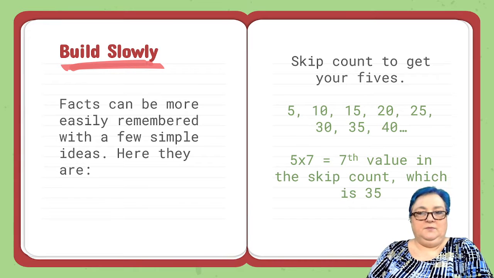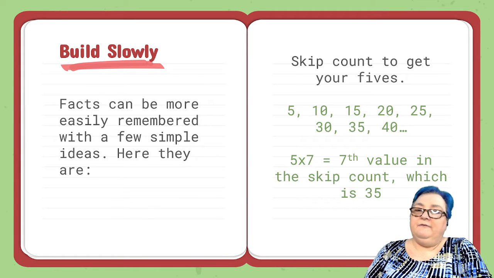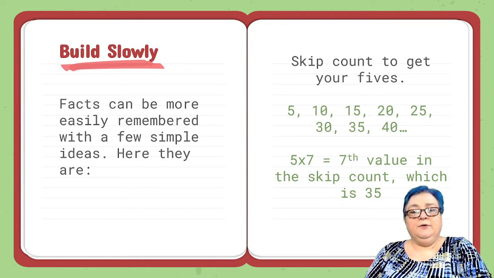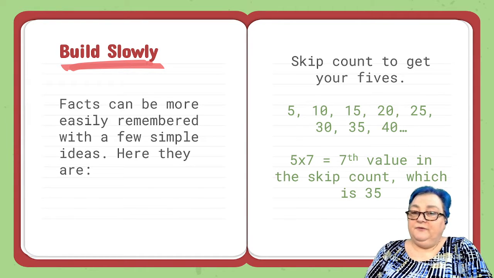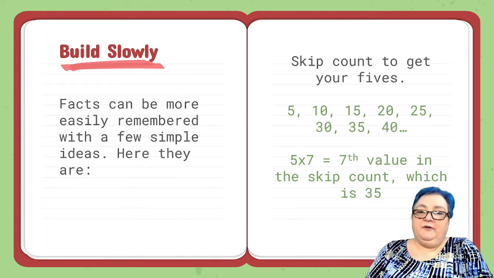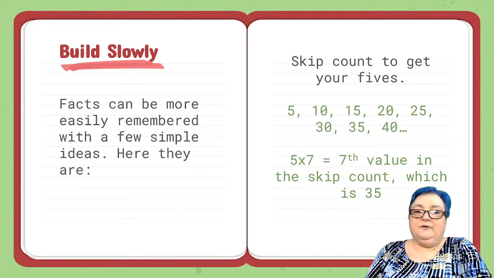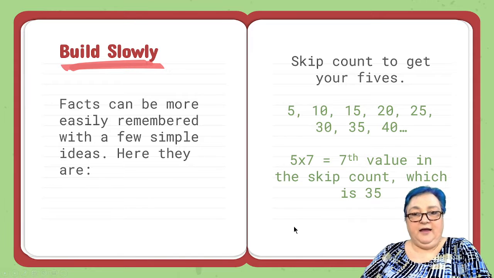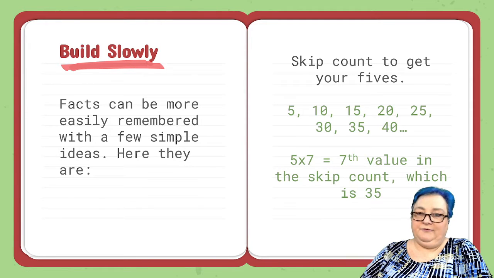If you can't, it's a pretty easy thing to work on. 5, 10, 15, 20, 25, 30, and so on. And if you can skip count in your 5's, you can figure out what the multiple is just by figuring out which value in the skip count it is. So for example, 5 times 7 is the 7th value in our skip count. And if you count along here, 1, 2, 3, 4, 5, 6, 7, the 7th value in our skip count is 35. 5 times 7 is 35. And that'll help you memorize your 5's.